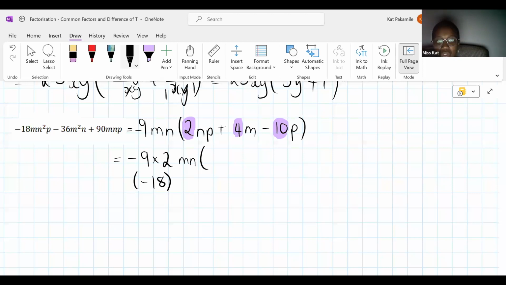And then what's left? So we now have in the bracket NP plus N plus 2M minus 5P. Beautiful, Tammy. I love it. Okay, ma'am. I love it. That was beautiful, guys. That was beautiful. Yes, yes, yes. I like it. Guys, that was beautiful.